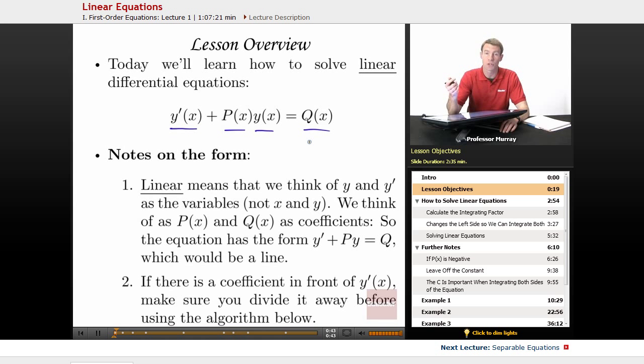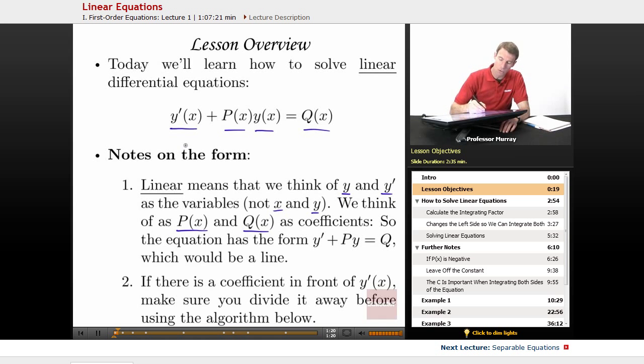I wanted to make a couple notes about the form here, that the word linear doesn't necessarily mean what you think it would mean. You can still have lots of functions in here that are not linear. Linear means that we think of y and y prime as the variables, not x and y. And you think of the p of x and the q of x, even though they're functions of x, as being the coefficients. So they might be something like cosine of x or e to the x or anything like that. But the point is, you think of those as being coefficients.